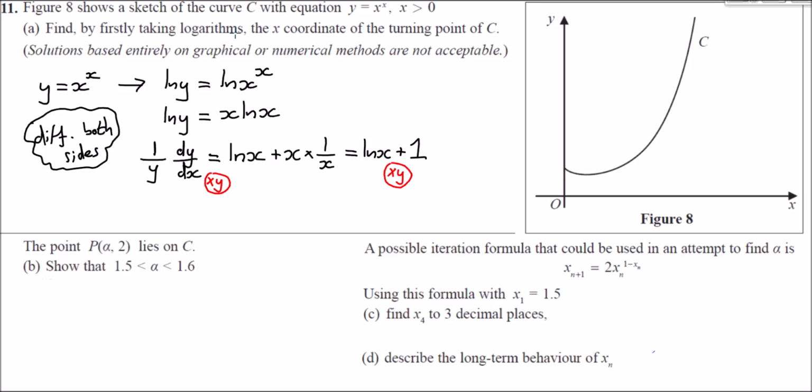what I'm now going to get is that dy by dx, that's not quite straight, which is slightly annoying. There we go. So dy by dx is going to be y multiplied by ln x plus 1, and that's going to equal 0 at the turning point.